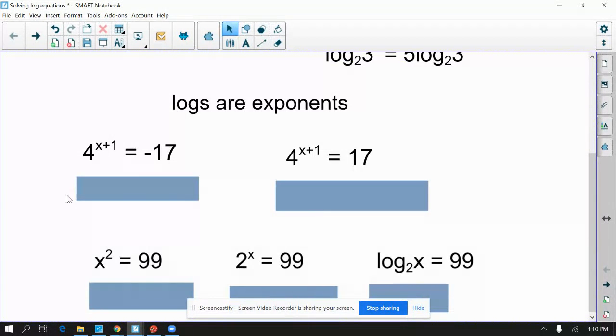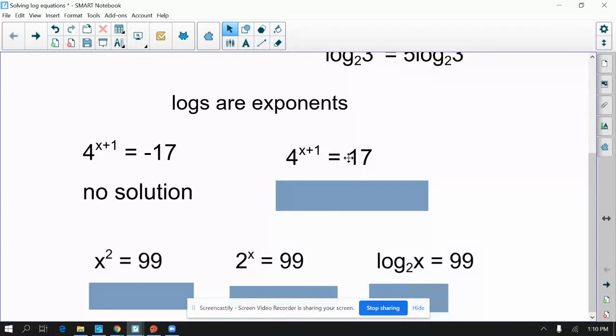All right, what can I do here? 4 to the x plus 1 equals negative 17. This should make you cringe because that's absolutely impossible. You can't start with 4 and raise it to something and get negative 17. This has literally no solution, not imaginary, not anything, no solution.